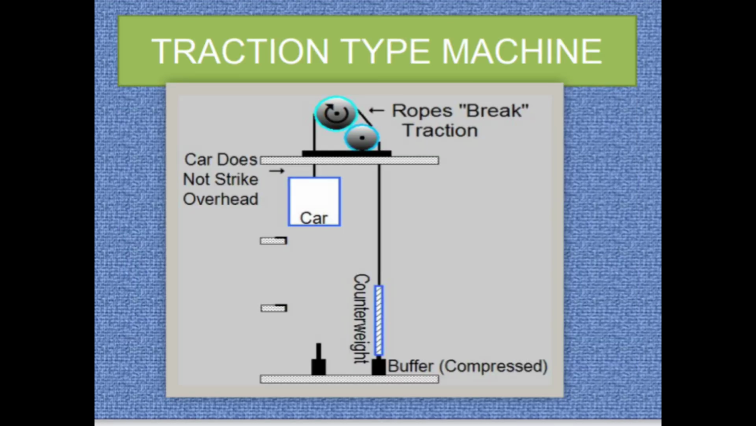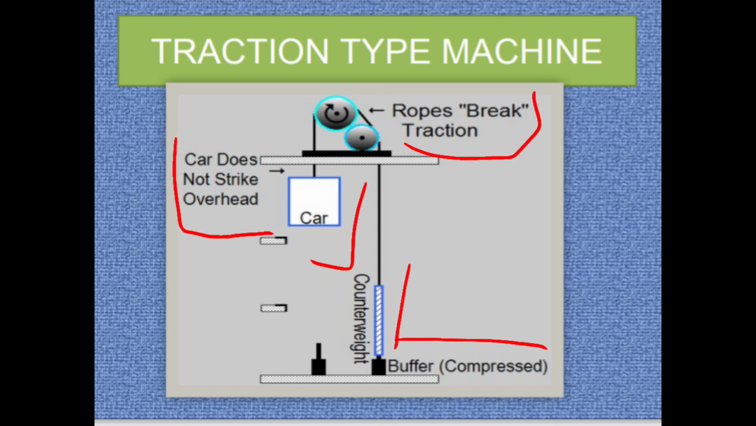Here see the traction type machines. This is the picture of traction type machines. Ropes, brake, traction. Then car does not strike overhead. This is the car. Then counterweight, buffer compressed. So here see this diagram of traction type machine.